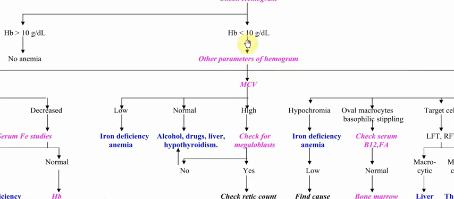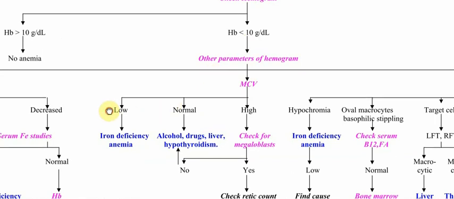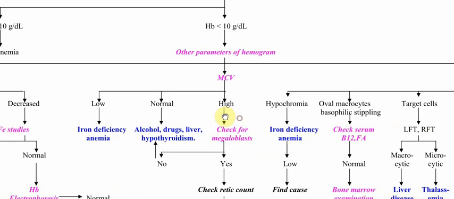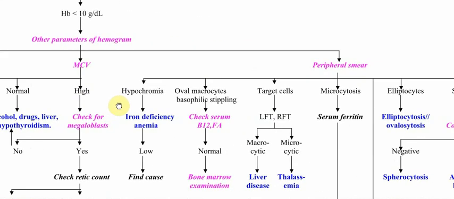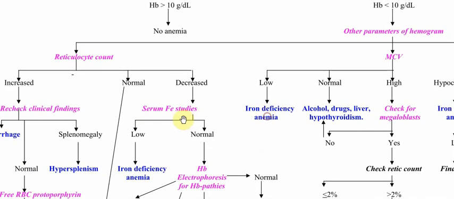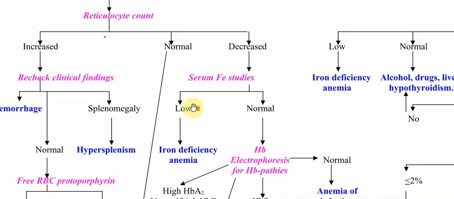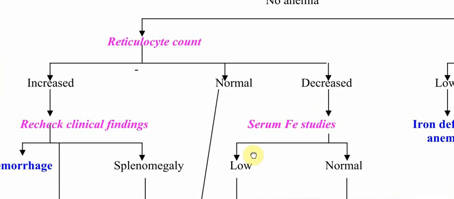When it is less than 10 gram per deciliter, we check the other parameters of the hemogram. Now, three parameters of the hemogram are important. One, the reticulocyte count or retic count. The second one is the mean corpuscular volume, MCV, and the third one is peripheral smears. We'll start with the reticulocyte count. I hope that is now readable even on a phone.